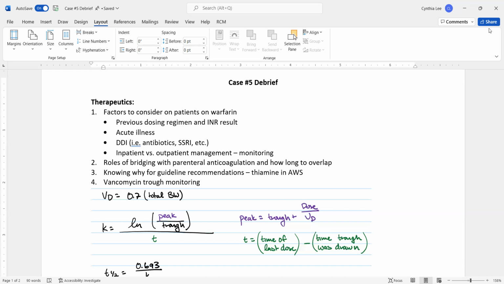And when they resume the warfarin again, this would be considered initial dosing, like initiating the warfarin again. So you need to bridge them because the warfarin wouldn't get you to an INR of 2, the goal, until 5 days to a week later. So those are some scenarios to do it.